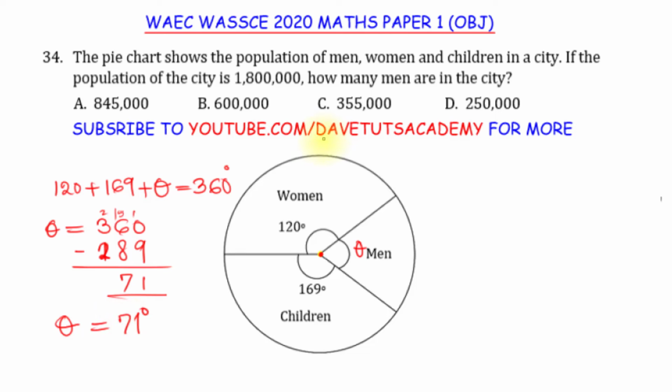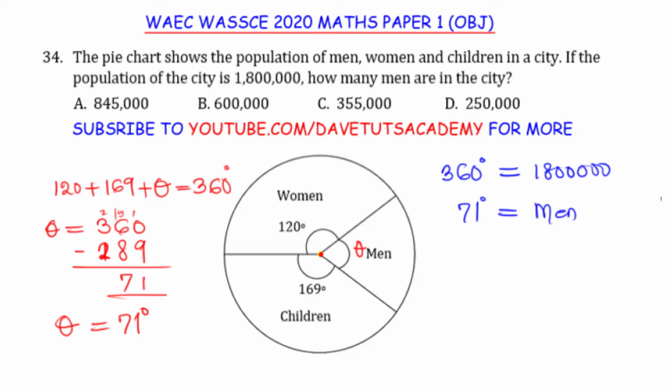Now, the total population was given as 1.8 million. This is what I would really love to do. The total population corresponds to the whole of this pie chart, and the whole of the pie chart relates to 360 degrees. So I can say 360 degrees is relatable to 1.8 million. But now I'm looking for the number of men, for which I found the angle to be 71 degrees. I can relate that to men.